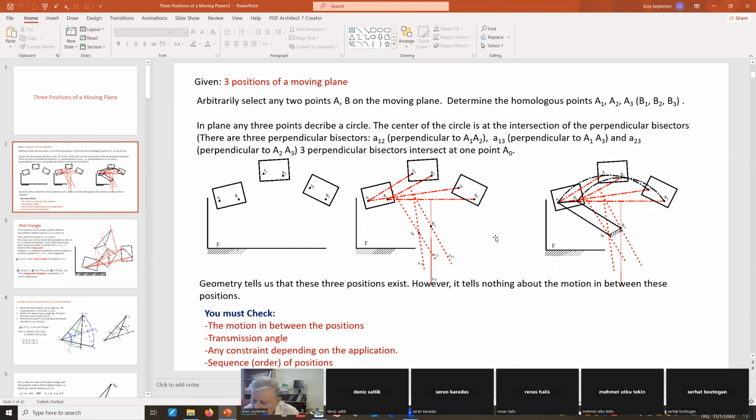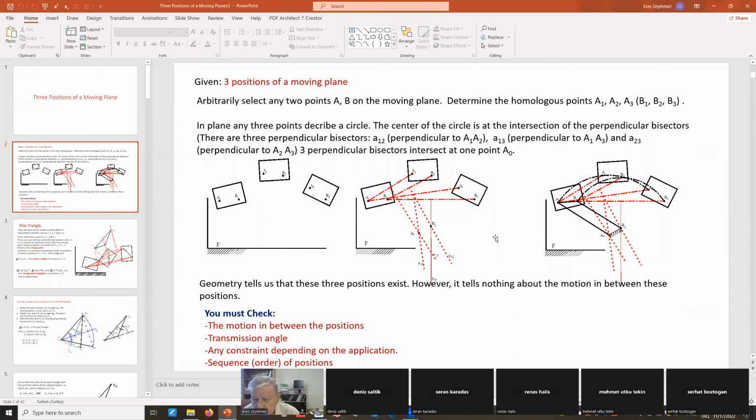Very simply, if I want to design it, on the moving plane I can select any 2 points, A, B, whatever you call it. I can draw the perpendicular bisector to 2 pairs of homologous points, A1, A2, A1, A3, or A2, A3. There are 3 perpendicular bisectors that you can draw through the homologous points. I'll pick any 2 of them. The point of intersection is going to give me the center point, and A will be the circle point.